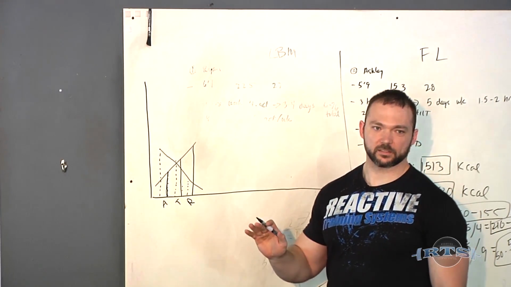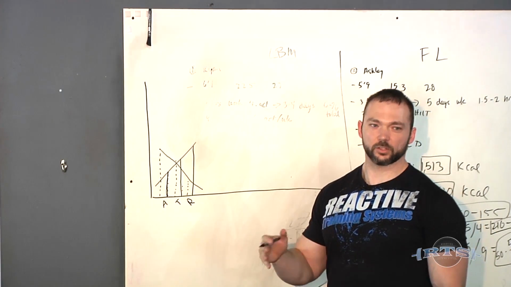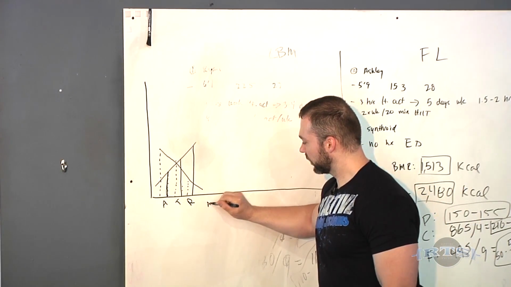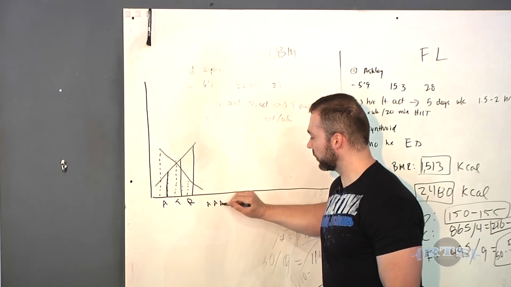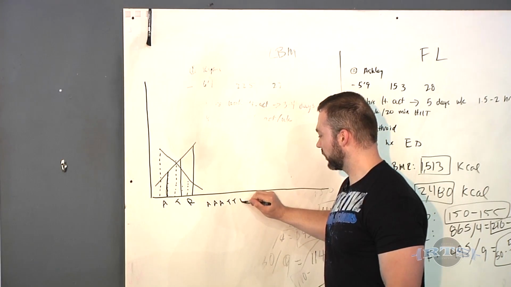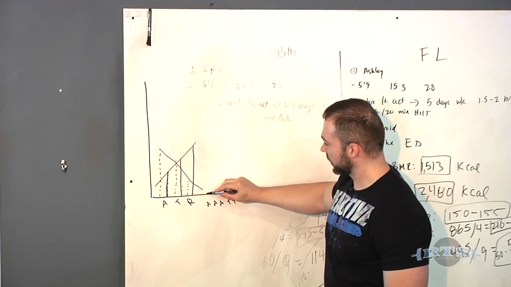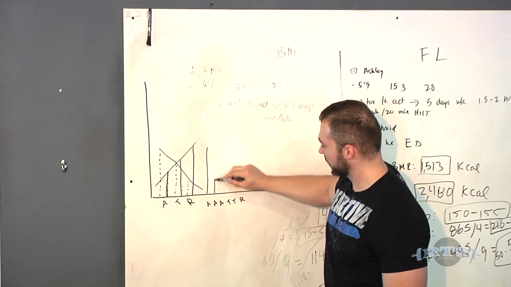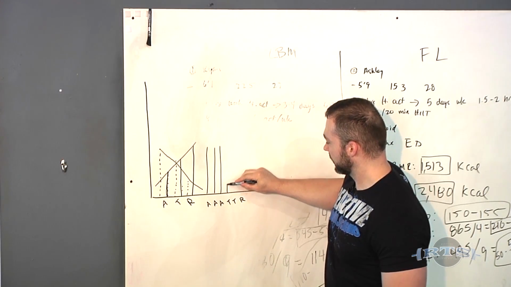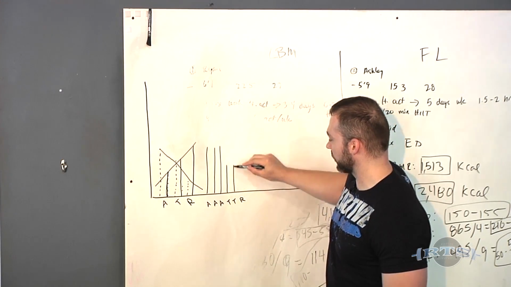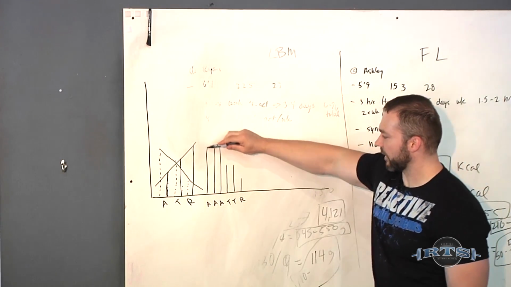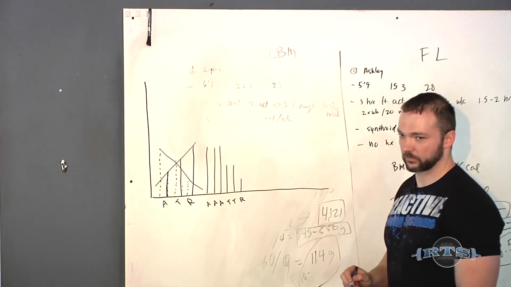Just for simplicity's sake, since I'm drawing this on the fly, let's look at training volume, just training volume. What if we did 3 weeks of accumulation, 2 weeks of transformation, 1 week of realization, okay? So we're just talking training volume, right? So we had 3 weeks of relatively high volume. So we still see that linear sort of progression, right?